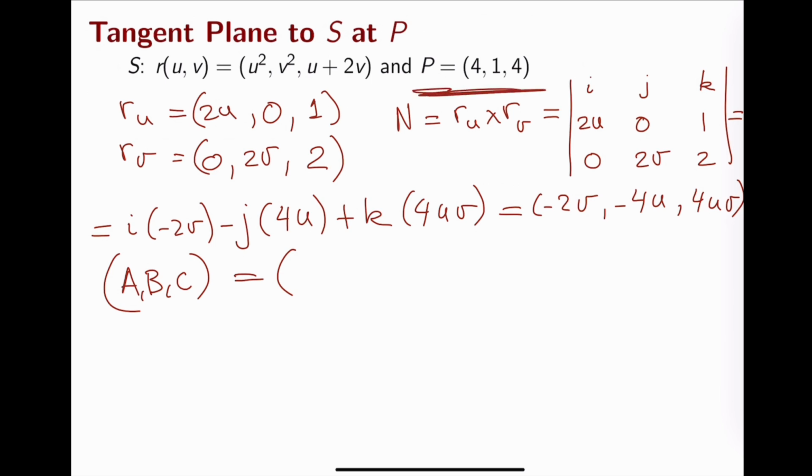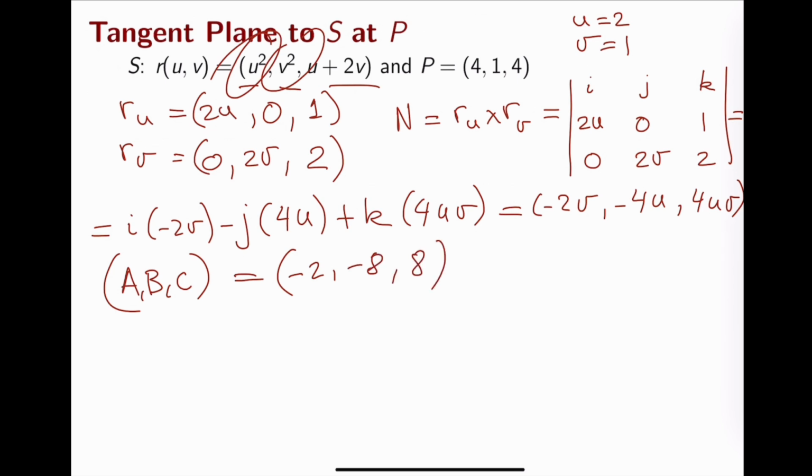Observe that the point P (4, 1, 4) corresponds, this is u squared equal 4, so this corresponds to u equal 2 and v equals 1. And so when we plug in these values of u and v here, we get that this is minus 2 times 1, which is minus 2, and minus 4 times u, which is minus 8, and 4uv, which is 8. So we got the normal vector, and we have also the point.